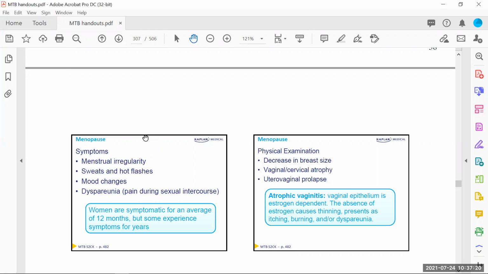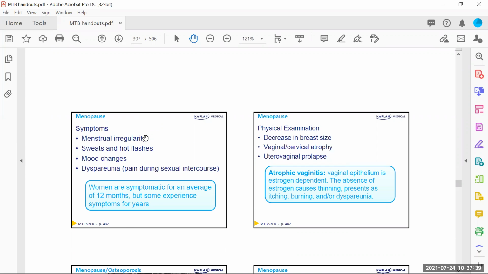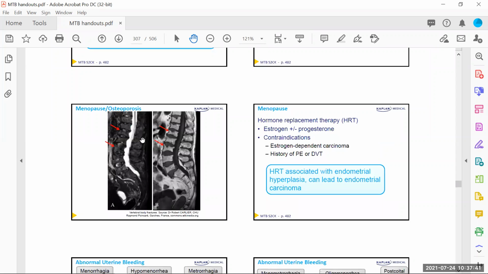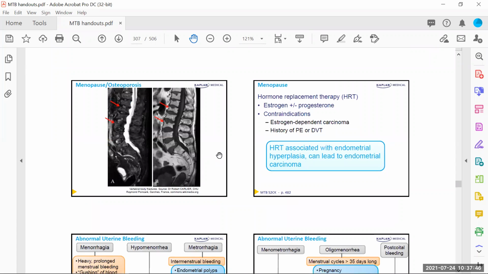And here you will see there will be thinning, there will be itching, burning. The patient must be presenting with this. Of course, there will be no estrogen in the patient's blood. That's why the patient is experiencing atrophic vaginitis. In this case, we have to give some local estrogen cream that can be applied over the vagina, just in order to reduce this atrophic vaginitis condition. So let's have a look at the treatment part.